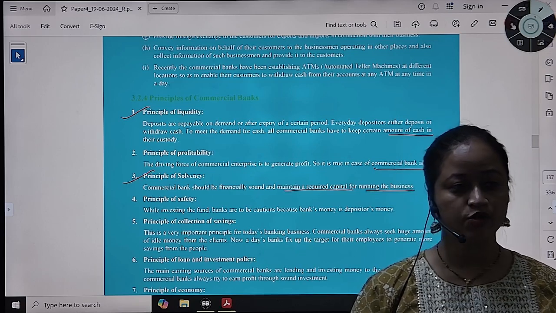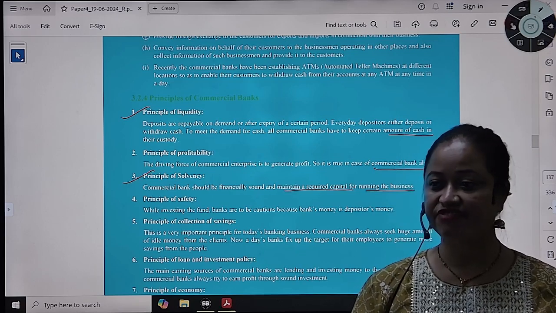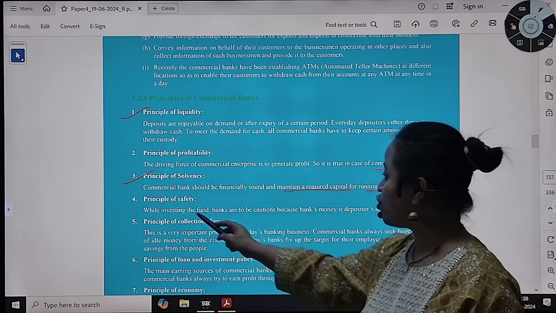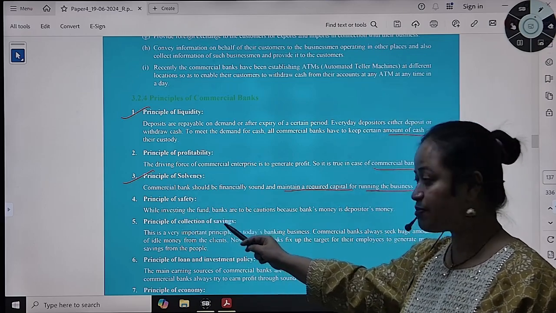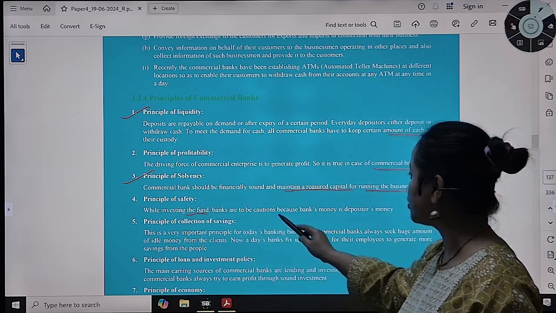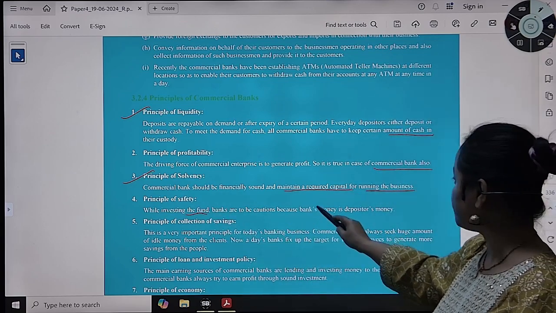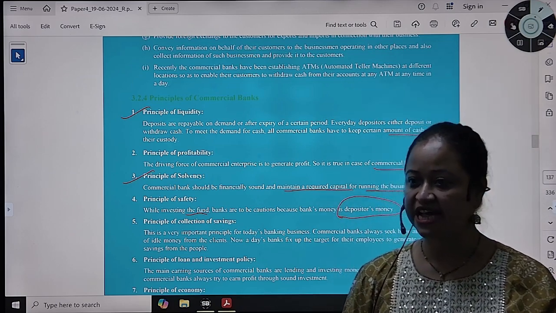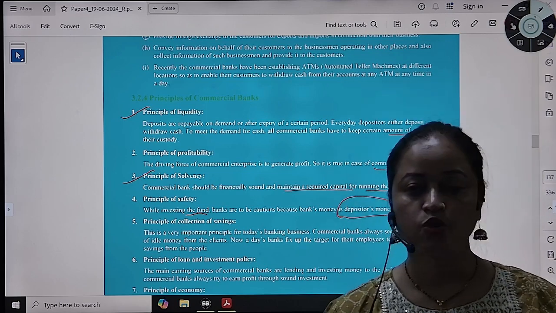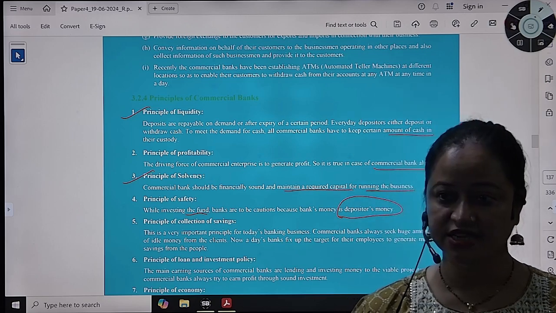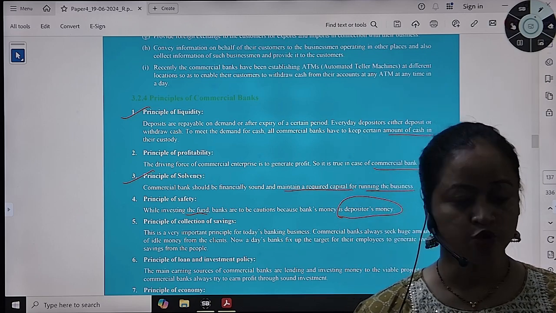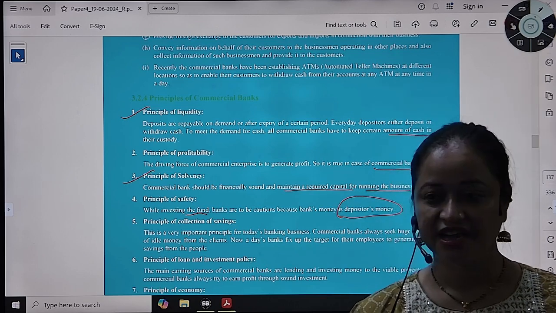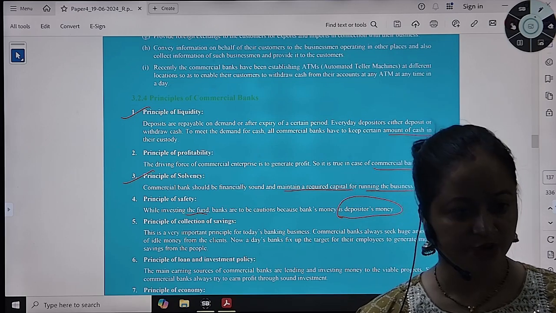सो कभी ऐसा नहीं होना चाहिए कि आपका पैसा सेफ नहीं है. So principle of safety should be taken into consideration. So यहाँ पे while investing the fund, जहाँ पे भी बैंक will invest money, the bank are to be cautious because bank's money is depositor's money. क्योंकि बैंक में जो पैसा आता है वो depositor का पैसा है. तो while giving loan to someone, to some party, to some person, proper documentation is required. ठीक है, पूरा जांच पड़ताल करके आपको लोन देना है. So that is principle of safety.